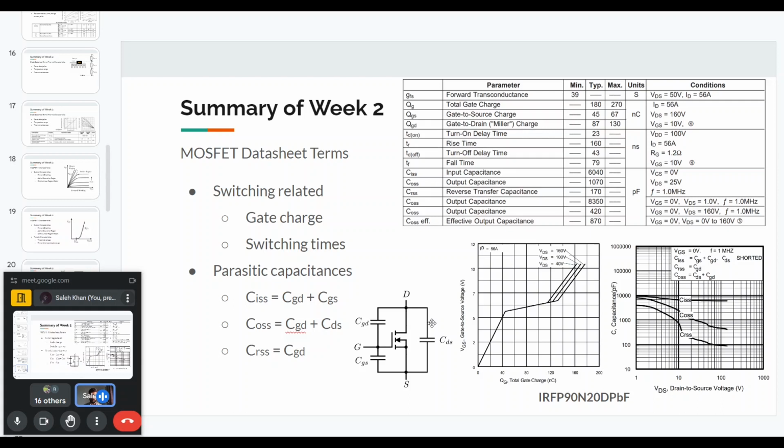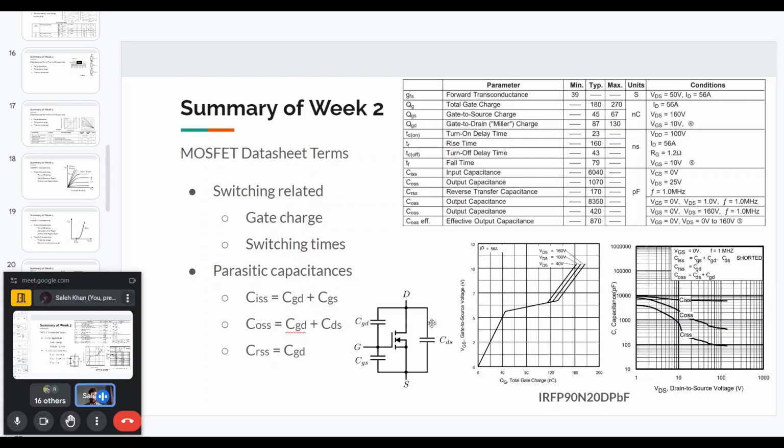And even then, these capacitances are not what is called linear capacitances, or they are not constant values. They actually depend on what the drain source voltage is. And as you see in the figure, the capacitance is actually given in a logarithmic scale. So the change in these capacitances is actually quite large based on what the drain source voltage will be. So when we take care of these capacitances, we also have to consider what the drain source voltage will be across the device at that time.